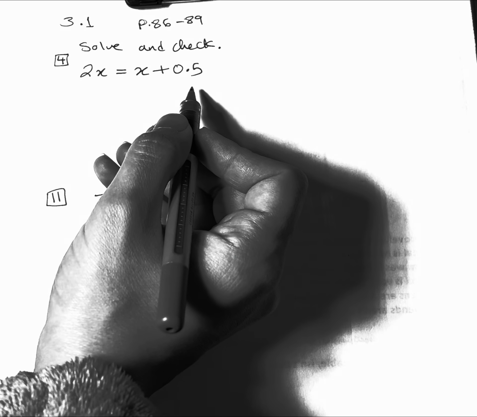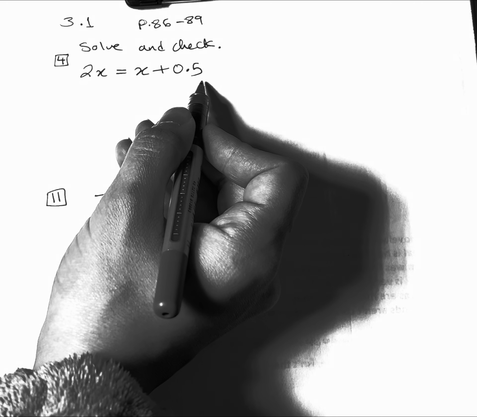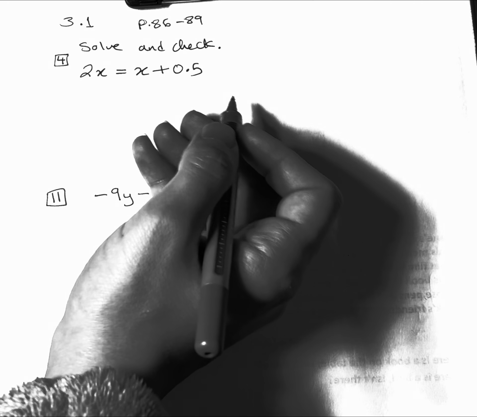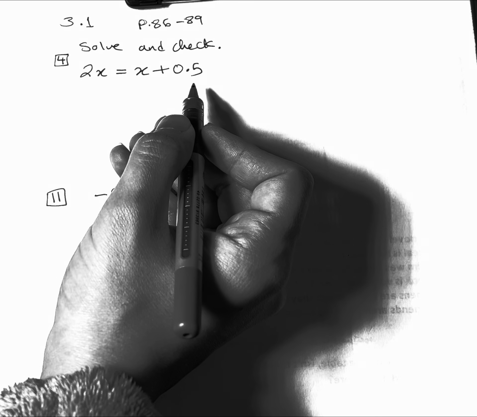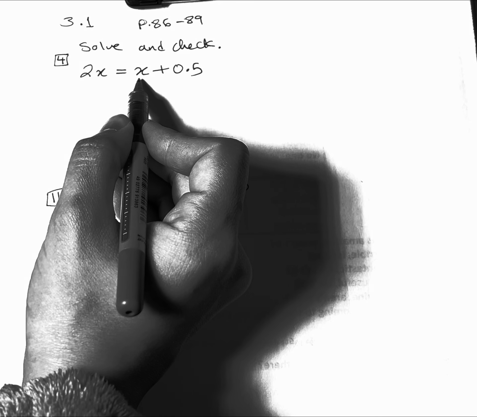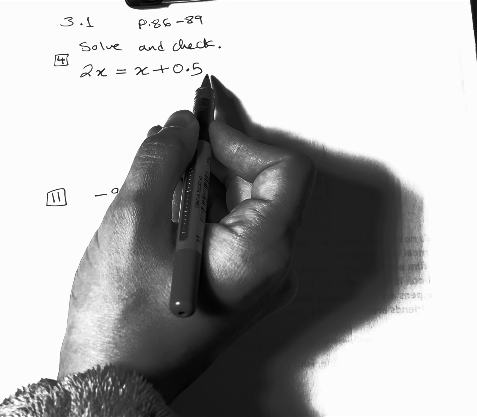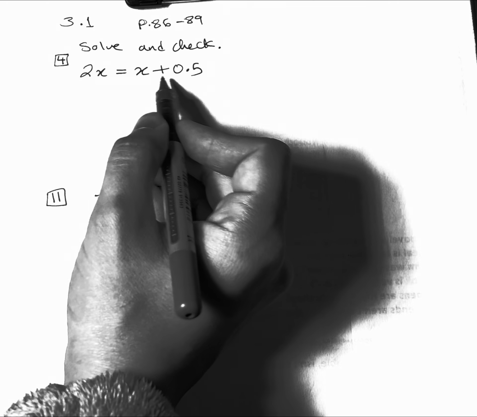The question in here is that, can I add x plus 0.5? The answer is no. Why is that? Because those two are unlike terms. One of them is a variable, while the other one is a number without any variable. That's why I call it unlike term.